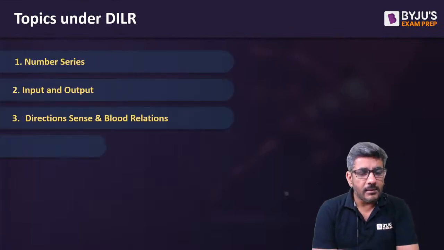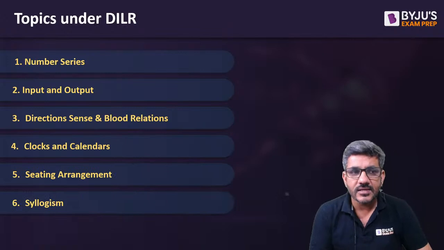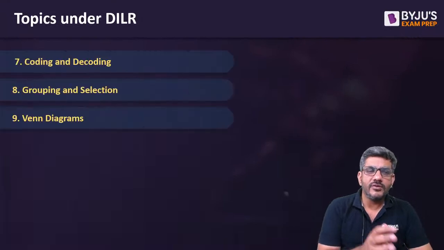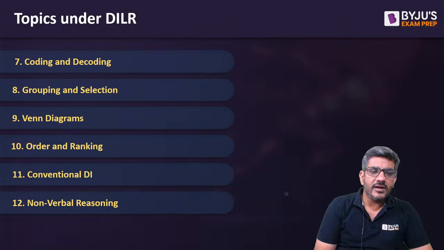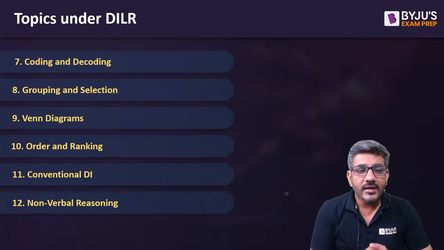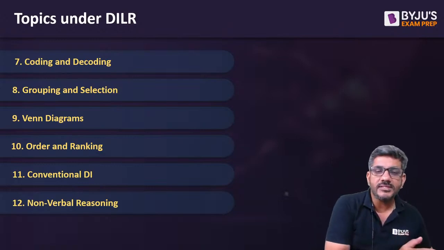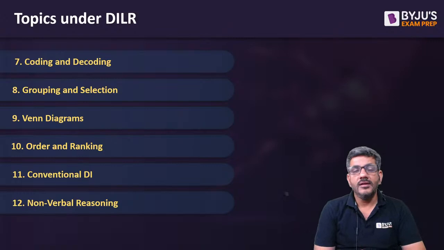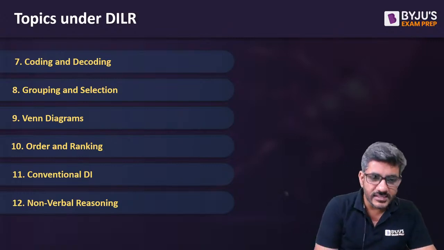So what are the topics under DI and LR? So number series is one of the topics. Then we have input and output, direction sense and blood relations, clocks and calendars, seating arrangement, syllogism, and apart from that we also have coding, decoding, group selection, grouping and selections, Venn diagram, order and ranking, conventional DI, and the non-verbal reasoning. As I said, verbal reasoning would be a separate part of it. Here we are talking about only those areas which come under the non-verbal reasoning. These all we have to discuss now.